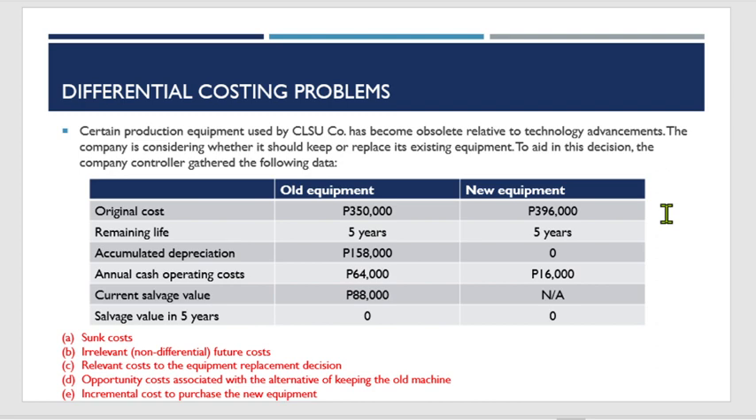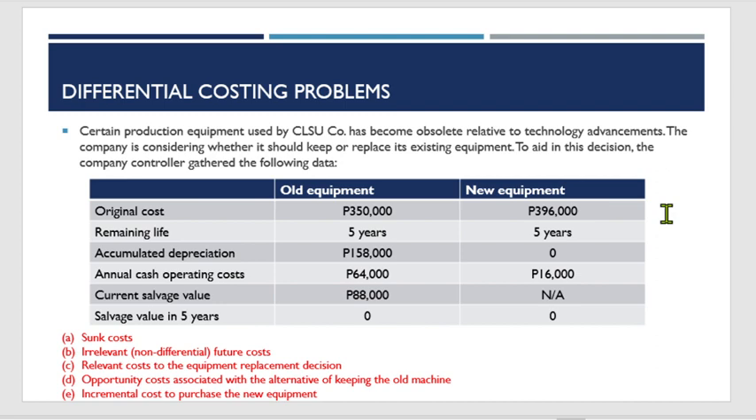Kasi kung i-retain ko itong equipment, hindi ko na pwedeng ibenta ng 88,000. Diba? Kapag niretain ko tong equipment, ito pa rin yung gagamitin ko on the operations, hindi ko na makukuha yung cash ng 88,000 na pwede sanang pagbentahan noong old equipment. So that's the answer. Ano pa?